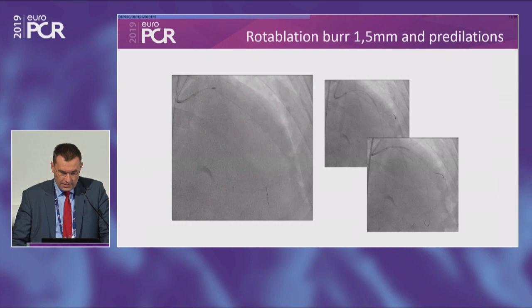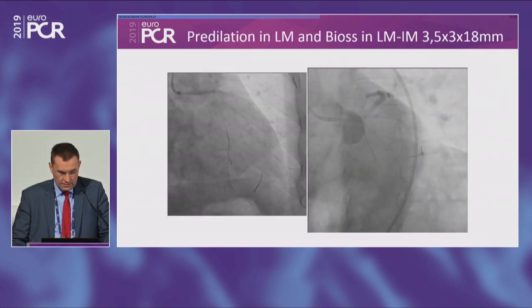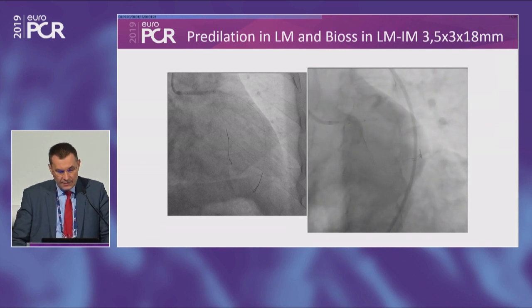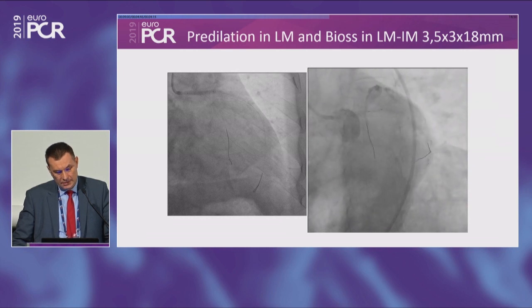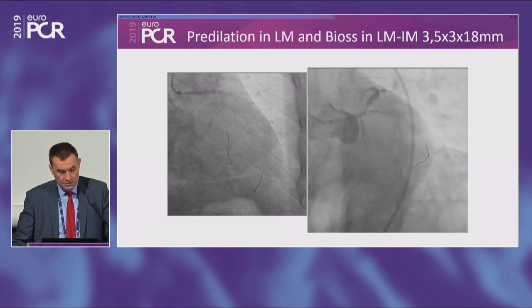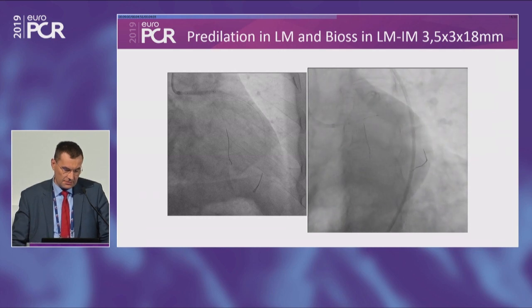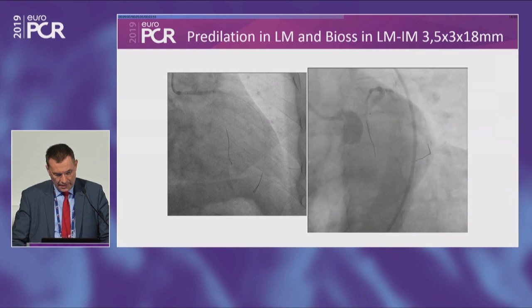Then there was a predilation with a small balloon and stenting of the mid-LAD with a drug-eluting stent 3.0 by 28, and after kissing, this is the result. And then we switched to left main. The left main was predilated with a large balloon, a 3.5 balloon. One might remark, even for the previous cases, that what we do at the moment is predilatation with a non-compliant balloon, one-to-one sized according to the distal vessel. We inflate this balloon until it looks satisfactory on the angio.